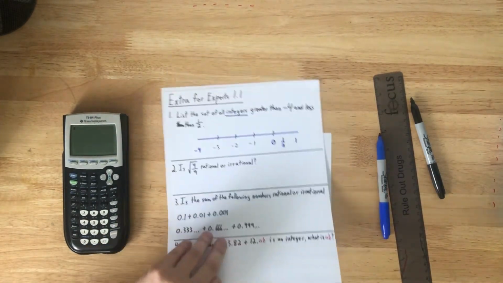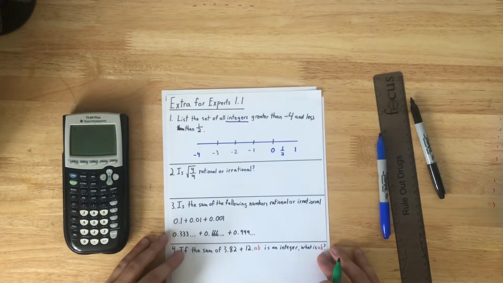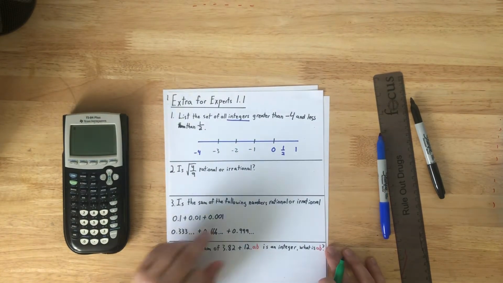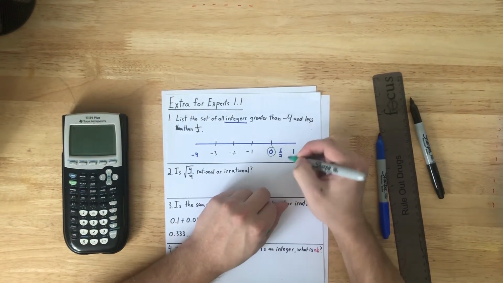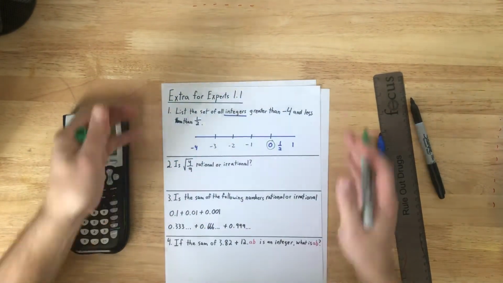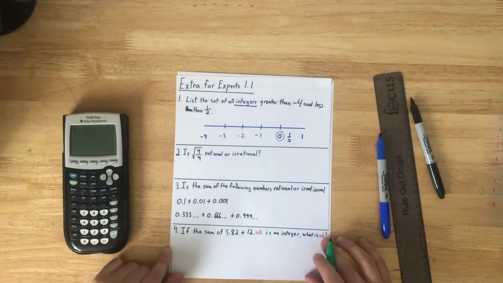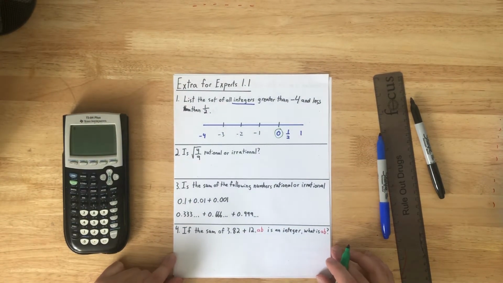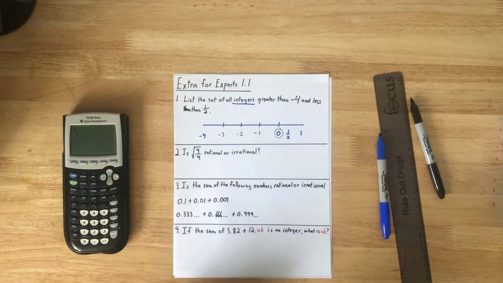So the first answer is -3, -2, and -1. On to the next question. Oh, sorry, and 0. Don't forget 0. On to the next question. Question 2: is the square root of 4/9 a rational number or an irrational number?